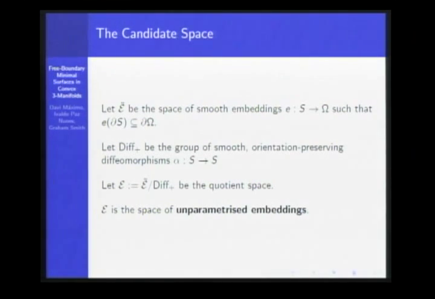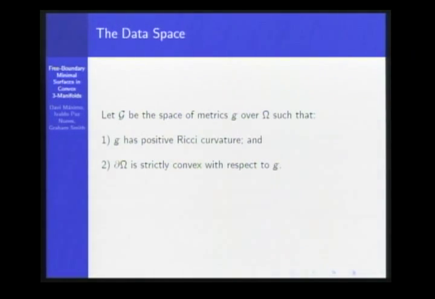So E is a space of unparameterized embeddings. This is a candidate space. This is a space in which we know the solutions will have to be found. Then we define the data space. So this is the data which defines the problem.